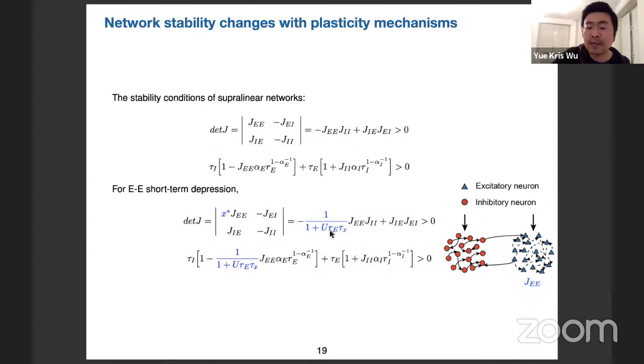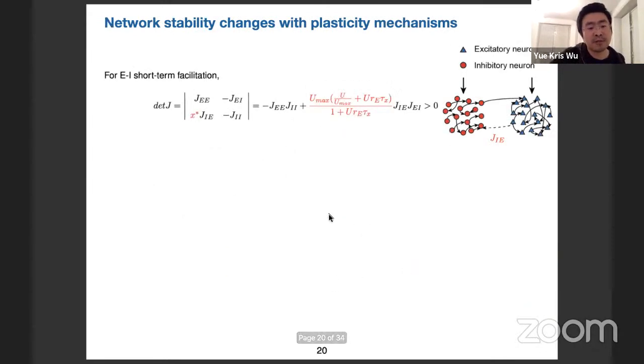As you can see here, if the network dynamics is unstable, RE is extremely high, so the first term will decay to zero. Therefore, the first condition is satisfied. The second condition is satisfied in the same way, because again this one goes to zero, and the rest returns are positive. So how about E to I short-term facilitation?